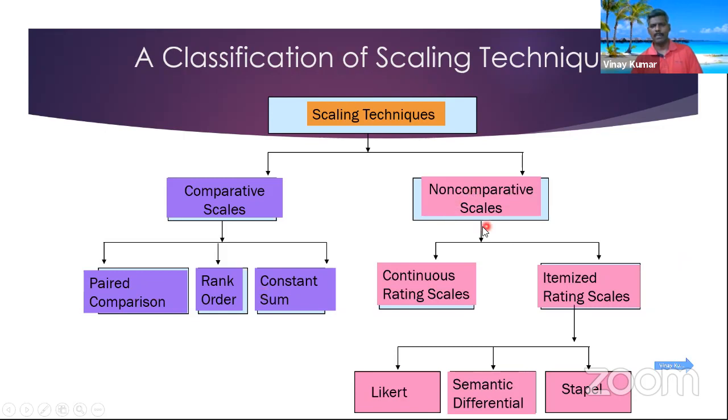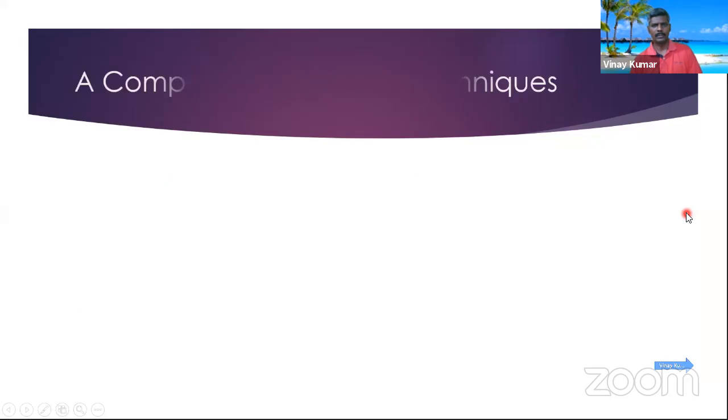And then we have non-comparative scales: continuous rating scales, and itemized rating scales, which again has three types. We have the Likert scale, the semantic differential scale, and the Stapel scale. So broadly, scaling techniques are divided into these two: comparative scales and non-comparative scales. So let us try to understand first the difference between a comparative scale and a non-comparative scale.